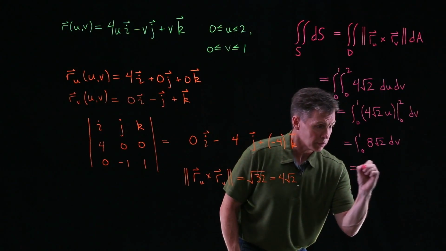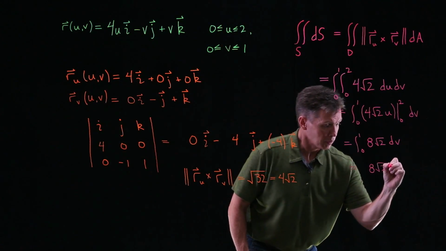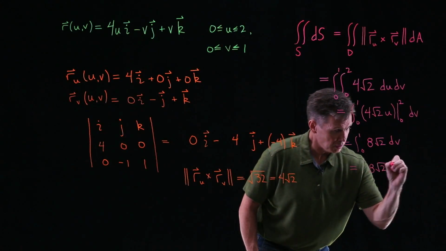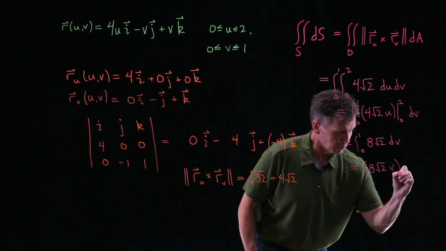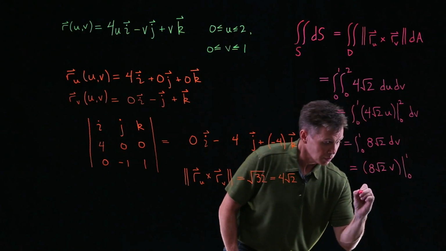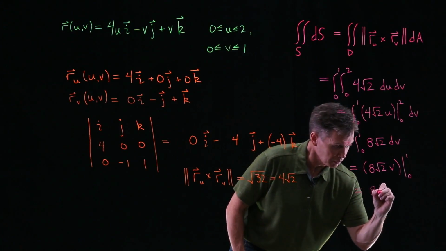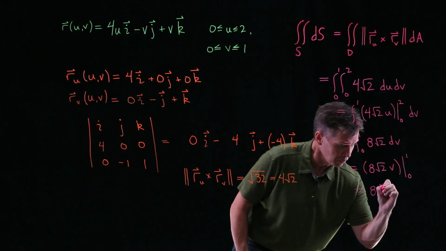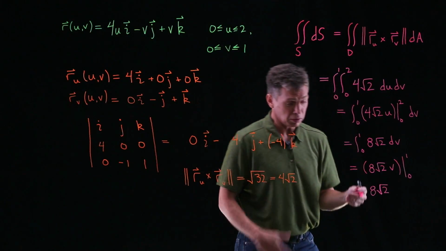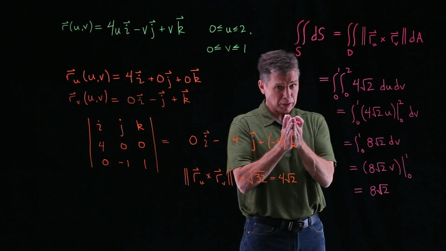And if I integrate this guy, 8 square root of 2 times v, that I'll now evaluate from 0 to 1. And since the numbers are so friendly, it's just plugging in a 1, and I get 8 square root of 2. Subtract plugging in a 0, and you still get 8 square root of 2. Okay? That's my final answer.